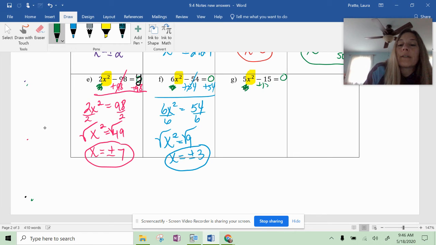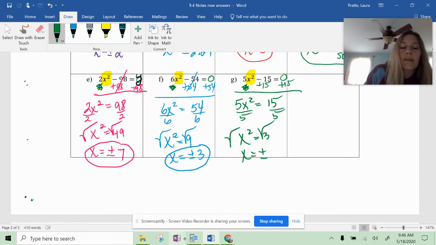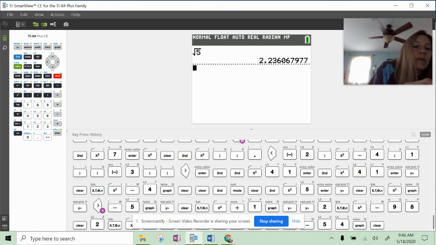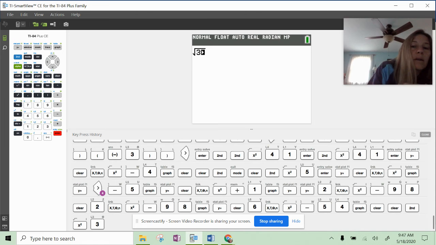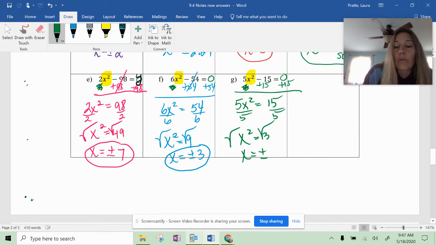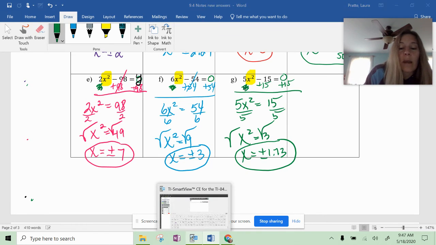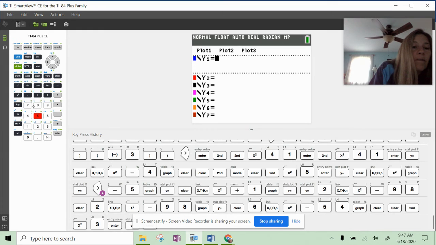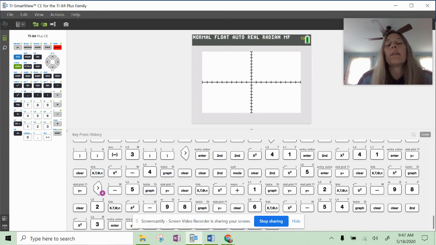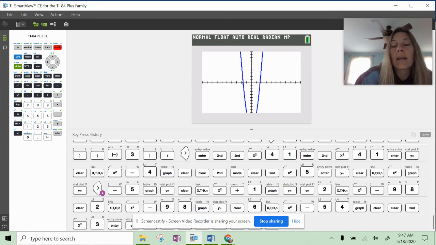So I'm going to add the 15. So 5x squared equals 15. Divide by 5. X squared equals 3, and then I'm going to square root both sides, so I get x equals positive or negative. This is where I'm going to need my calculator because I'm not sure what square root of 3 is off the top of my head. And I get 1.73, so positive and negative 1.73. So now if I were to graph this, 5x squared minus 15, you can see that it's going to cross through at 1.73 and negative 1.73.